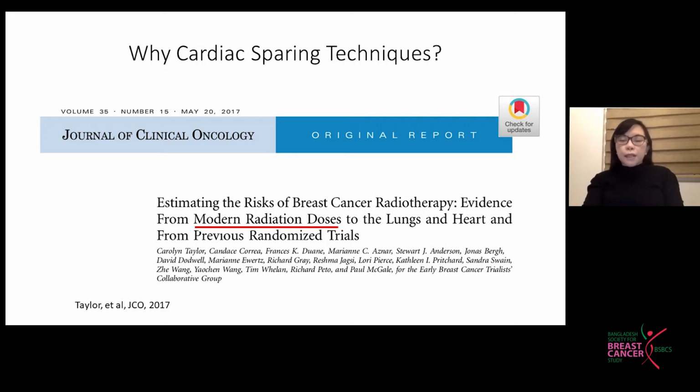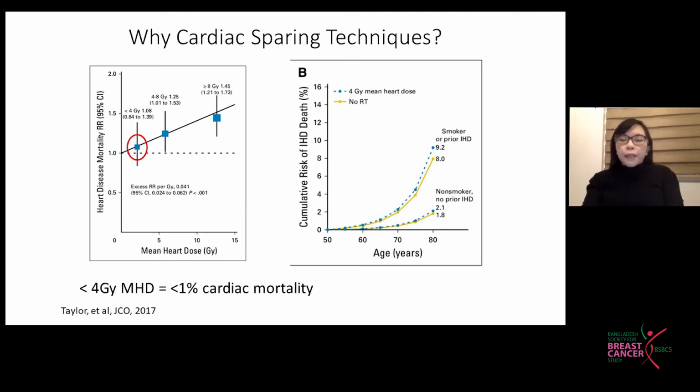Looking at a more recent publication from the EBC-TCG, who conducted a meta-analysis published in the JCO in 2017, which aimed to estimate the mean absolute risk of modern breast cancer radiotherapy this time. They reported that the mean heart dose does correlate with rates of both cardiac deaths and risk of coronary events, showing that with modern radiation doses and lower mean heart doses of less than 4 gray, the estimated absolute risk of cardiac mortality is only less than 1%. So this is really driving the standard for us to do better in terms of reducing toxicities, particularly to the heart.